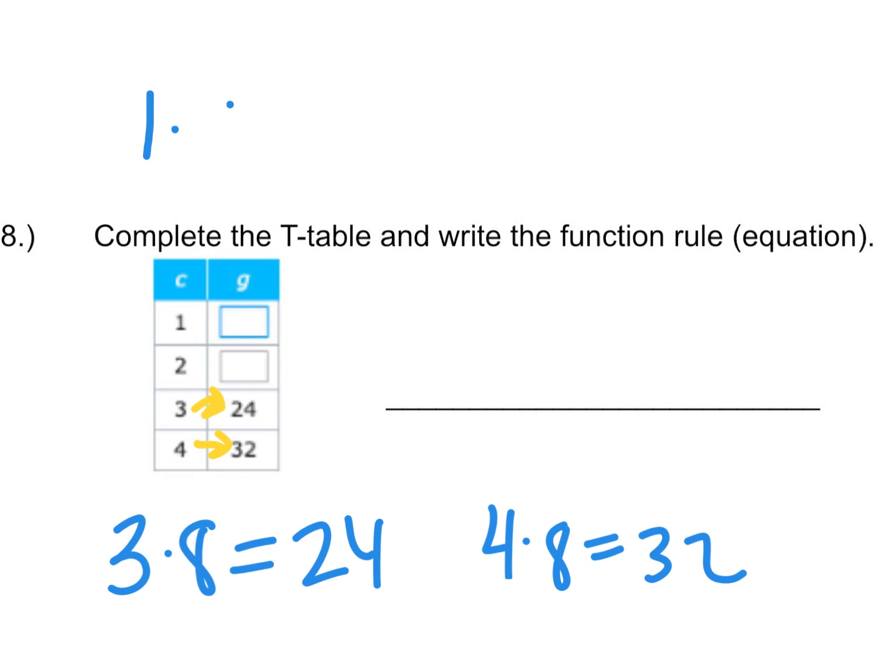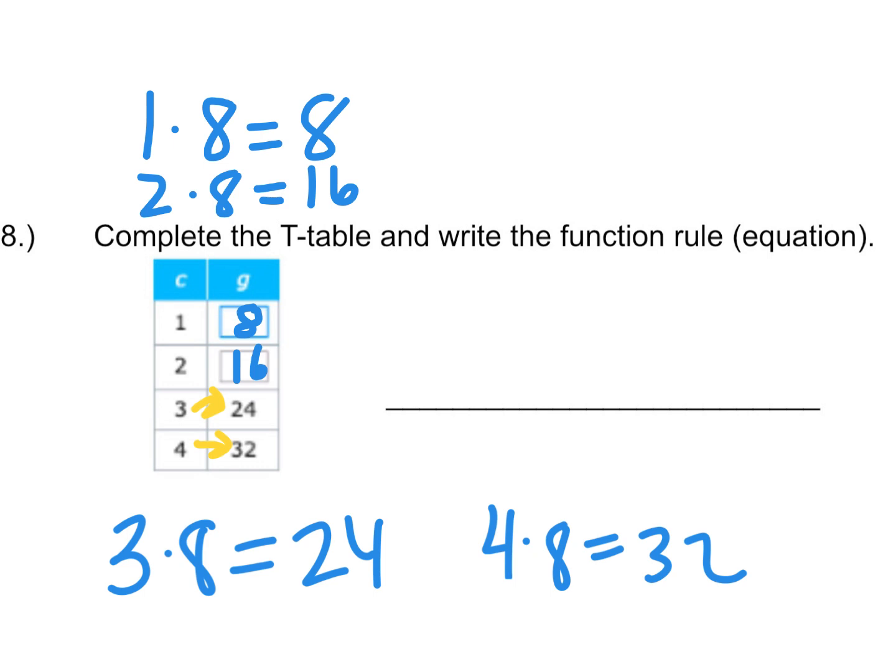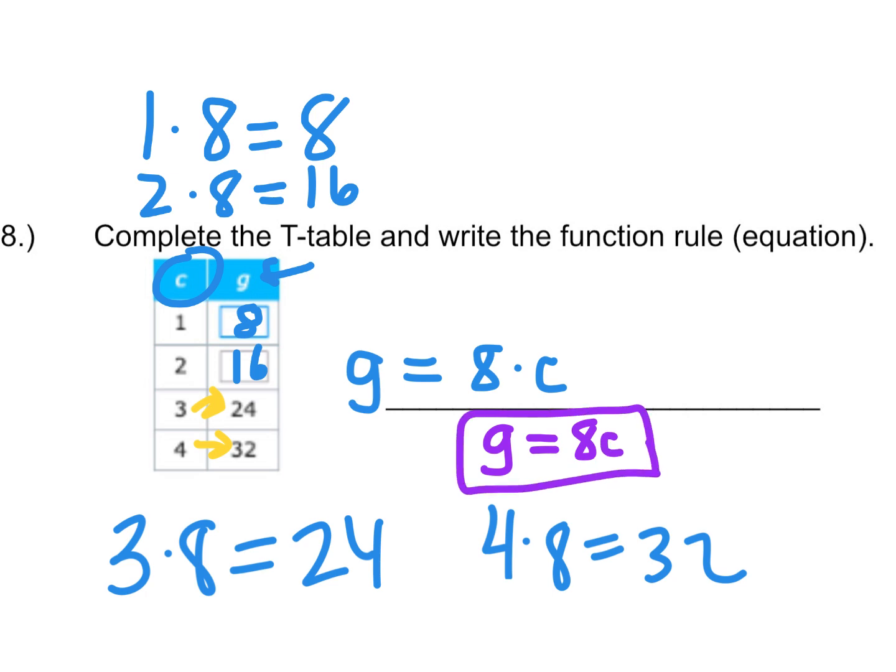So if I do 1 times 8, I'm going to get 8. So I'm going to fill 8 right in here. And then 2 times 8 equals 16. Okay, so let's make sure that all works. So that would mean our equation would be, to get the letter G, I would have to do the letter C, because we're using the variables C and G here. I would have to do 8 times C. And I can actually simplify that a little more. I could say G equals 8C. I can make that multiplication sign invisible.